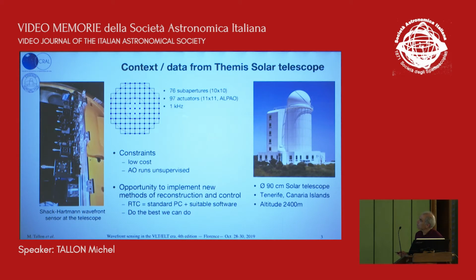It's a Shack-Hartmann wavefront sensor. You have the geometry here. So it's 11 by 11 actuators, an ALPAO DM, running at 1 kilohertz. So we have very few constraints. I mean, the specifications we have are not really accurately defined. So the constraints are we have to do it low cost. When I say low cost, I don't take into account my salary, of course.